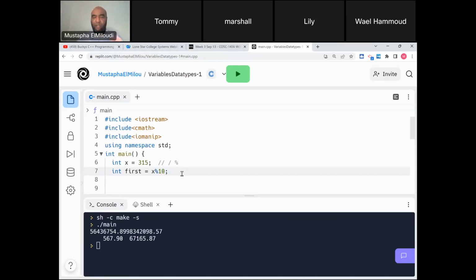So this 10 or 310? Yes, because when I divide by 10, the remainder is 5. Okay, that's taken care of. Now I saved 5. I'm going to add them later. I just want to isolate them first. I want to separate them.